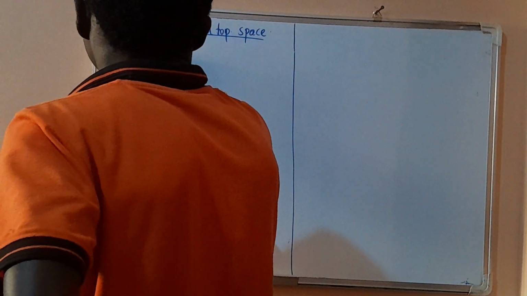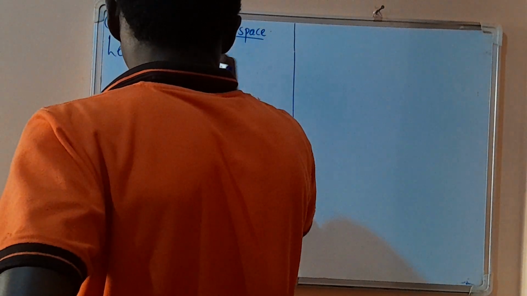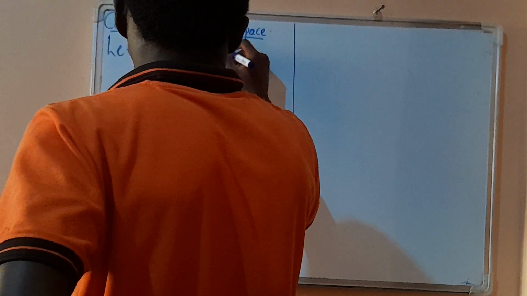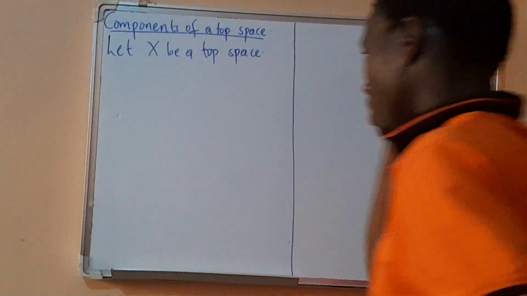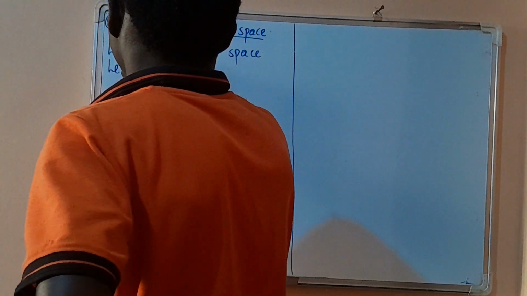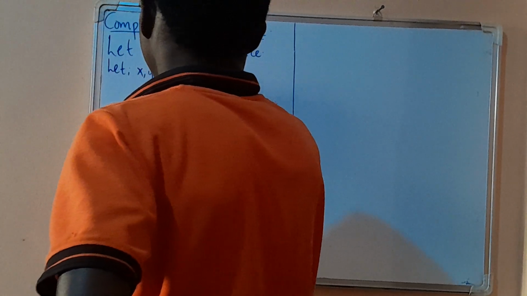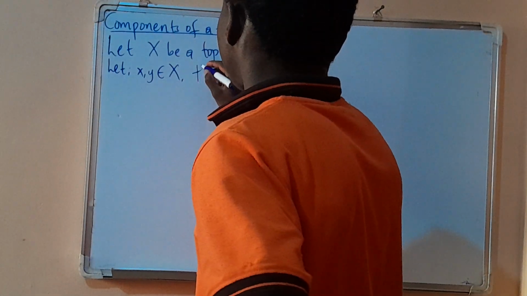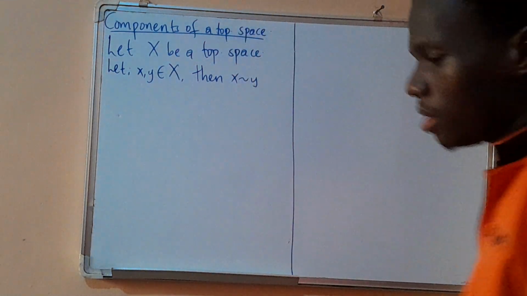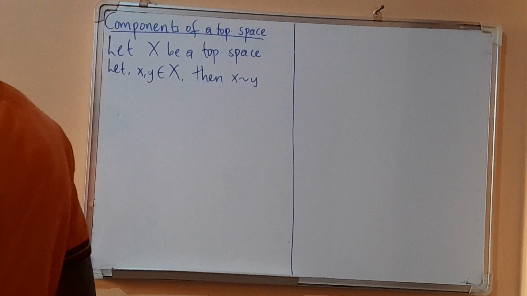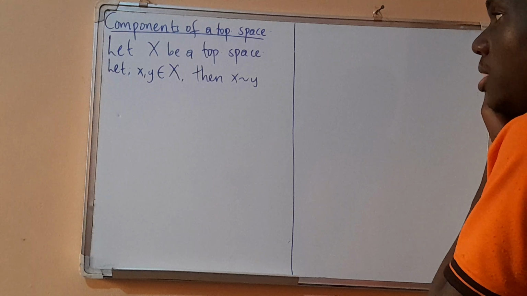So we are going to let X be a topological space. Let x and y be in X. Then x is related to y. We are going to define an equivalence relation on X.